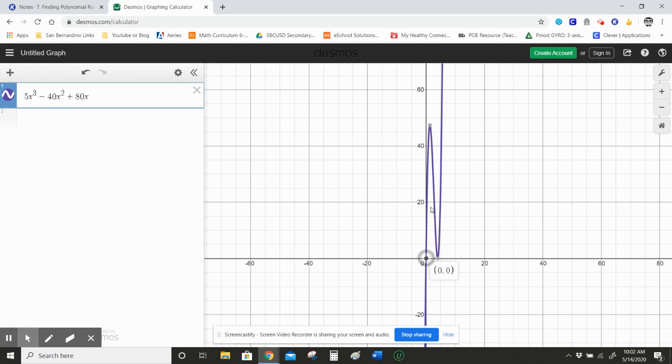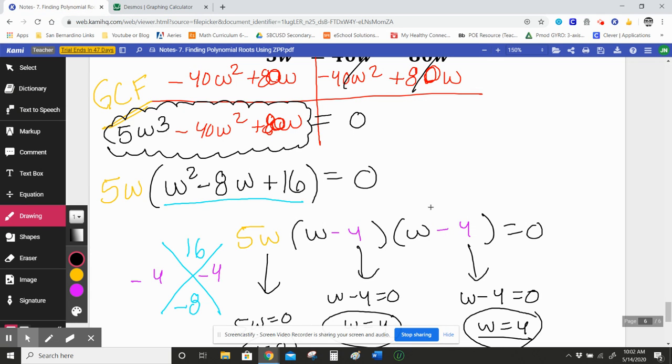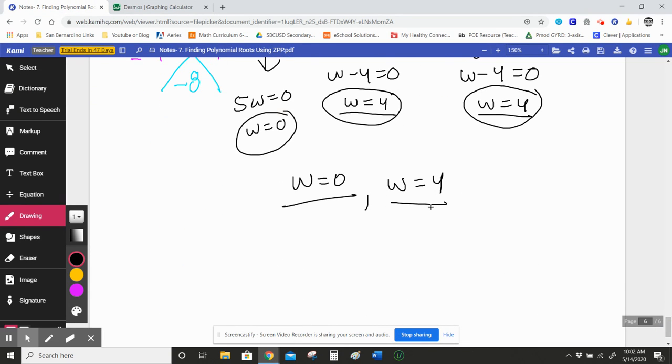I look at my roots. There are actually only two of them because the bottom of that curve is where it touches the x-axis. So there are two roots. One of them is at x equals 0. The other one is at x equals 4. And that's exactly what I got with my answers: x equals 0, or w equals 0, and then w equals 4. I changed the w's to x's for Desmos because Desmos doesn't like other variables besides x.